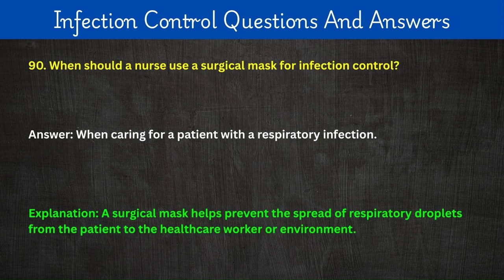90. When should a nurse use a surgical mask for infection control? Answer: when caring for a patient with a respiratory infection. Explanation: A surgical mask helps prevent the spread of respiratory droplets from the patient to the healthcare worker or environment.